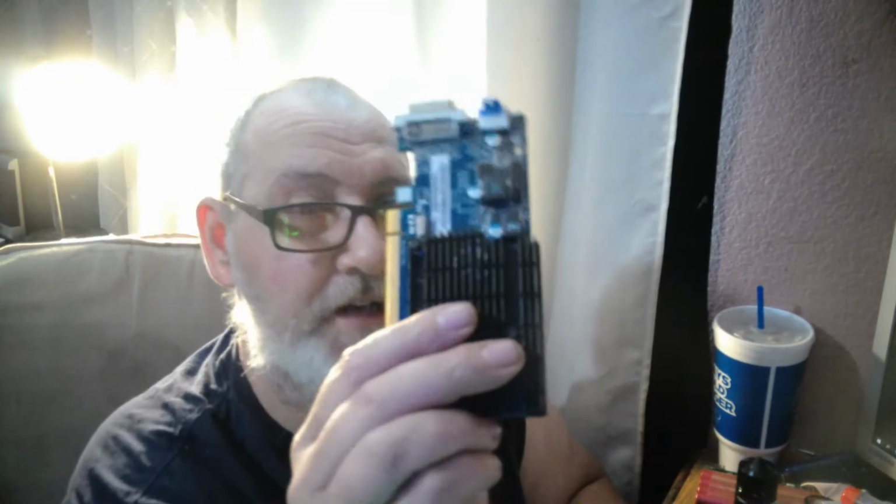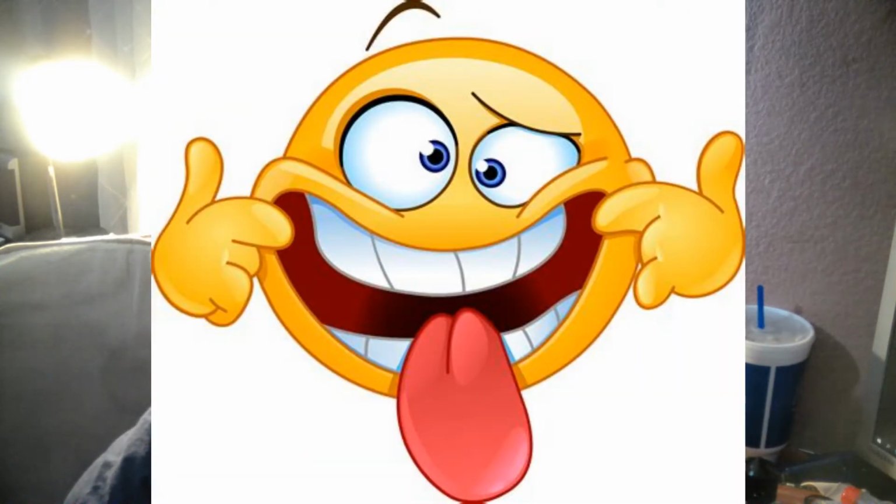Mine came as a pair, so I got mine together as a pair. And that was good. I figured that was a good deal when I got it. This one right here, if everybody's wondering what this card is, this is the HD 5450 1GB DDR3 PCIe HDMI, DVI and VGA. See this card here?